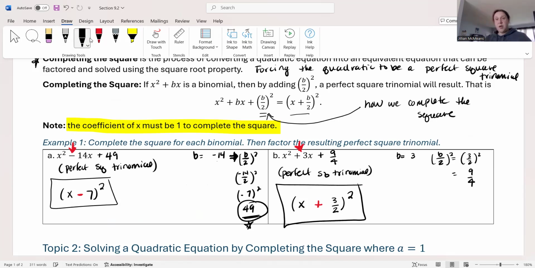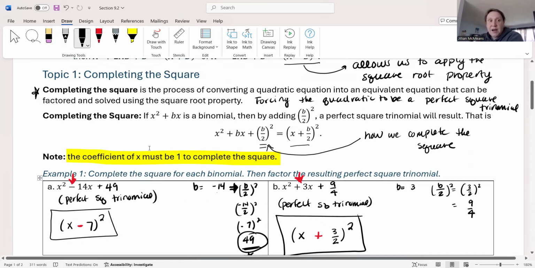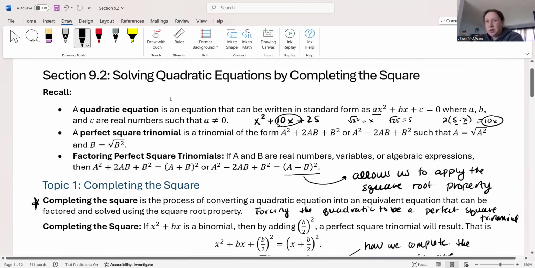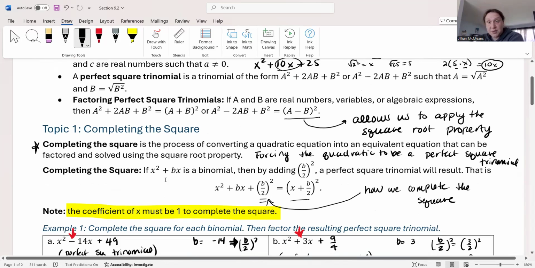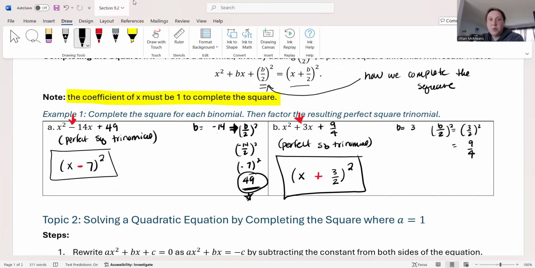And that now would allow us, if we had a full equation here, to use the square root property. Okay, so that is kind of what we're doing. That's what the perfect square trinomial is, how we can apply the square root property, and what completing the square means. So far, all we've looked at is how we actually complete the square. In the next video, we will talk about actually solving an equation by completing the square.